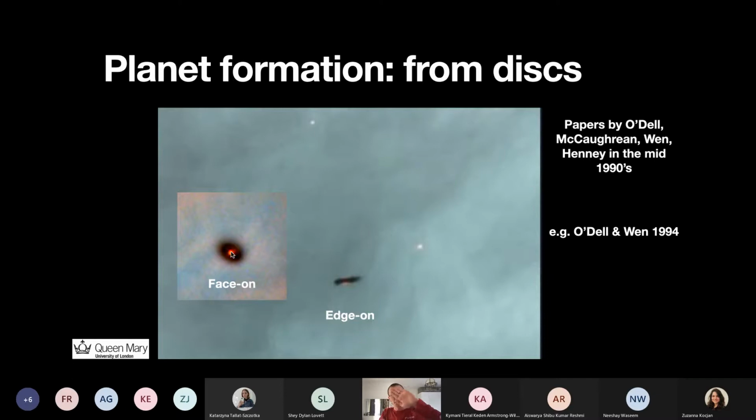So here we've got a face-on example. So you're able to see the star because the disk is around it. It's like a donut. And then there's one here that's edge on, where the disk is blocking out the star's light. And through the Doppler effect, we can actually see that these disks are rotating. So, you know, we have pretty strong evidence that this is where planets are born.